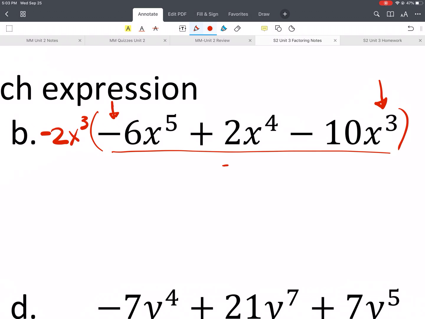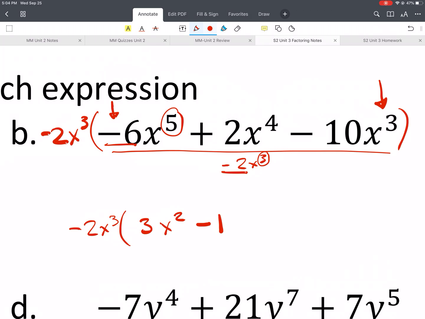We'd divide everything by negative 2x to the third. So we have negative 2x to the third times, okay, so we have a negative 6 divided by a negative 2. That ends up giving us a positive 3. And then we have a 5 minus a 3 gives us an x squared. So it's just the difference between those. Okay, 2 divided by a negative 2, well, that would end up giving us a negative 1.